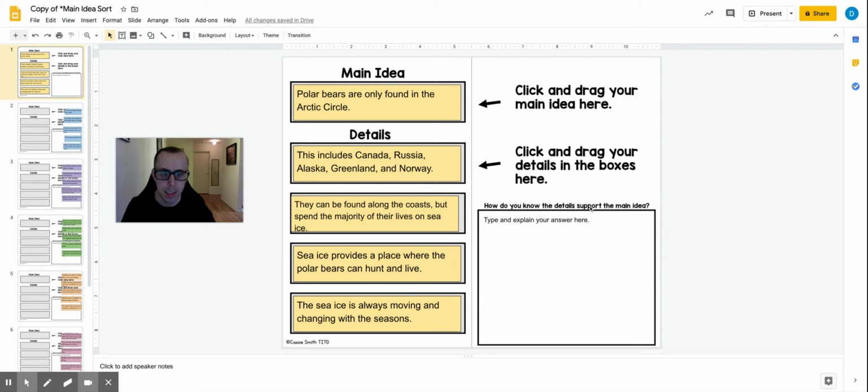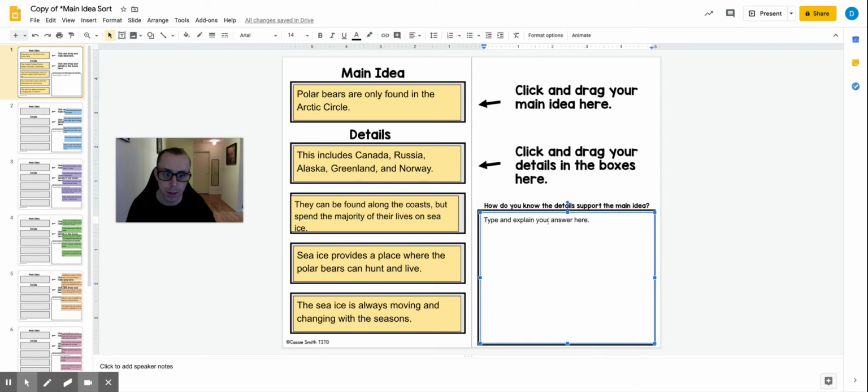Here, how do you know the details support the main idea? So you're going to click here, and what you can do is just backspace that text. And then, how do you know the details support the main idea? You can begin by restating, I know that the details support the main idea because each detail discusses polar bears and their environment or habitat.